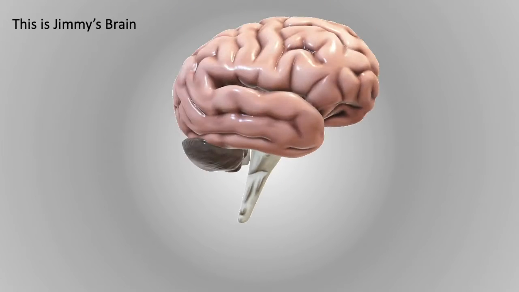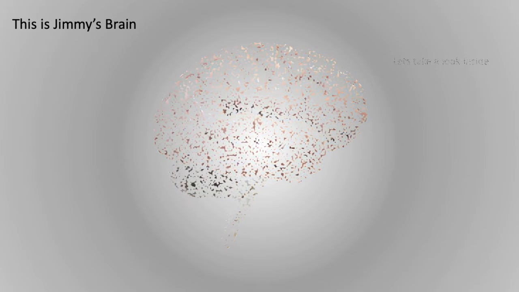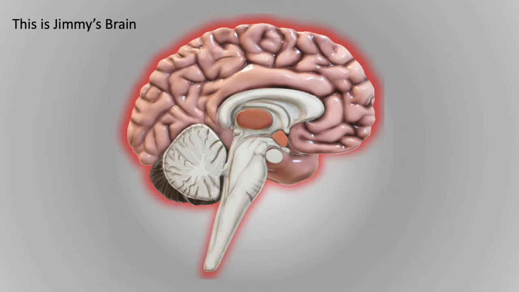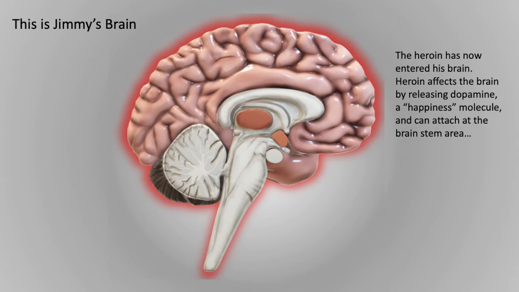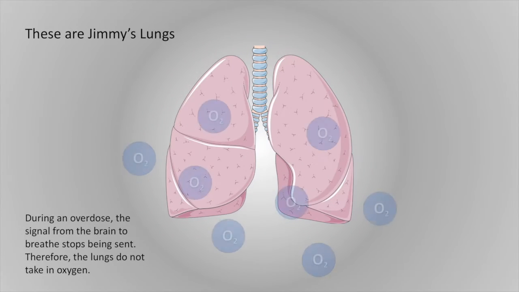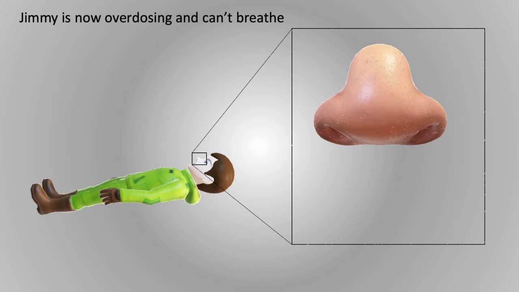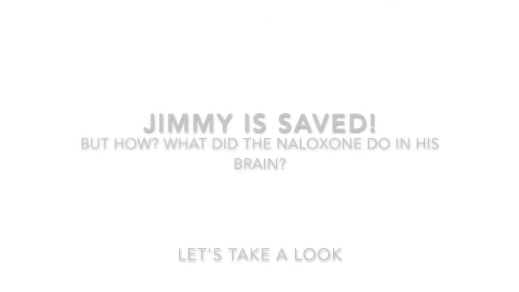This is Jimmy's brain. Let's take a look inside. When heroin is injected, it can reach the brain and cause adverse effects, including the inability to breathe. Since Jimmy can't breathe, naloxone is administered to displace the heroin molecules, saving his life. But how does this work?